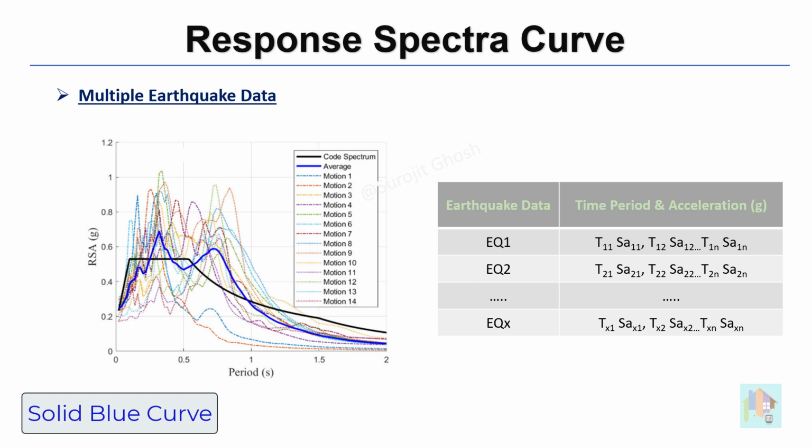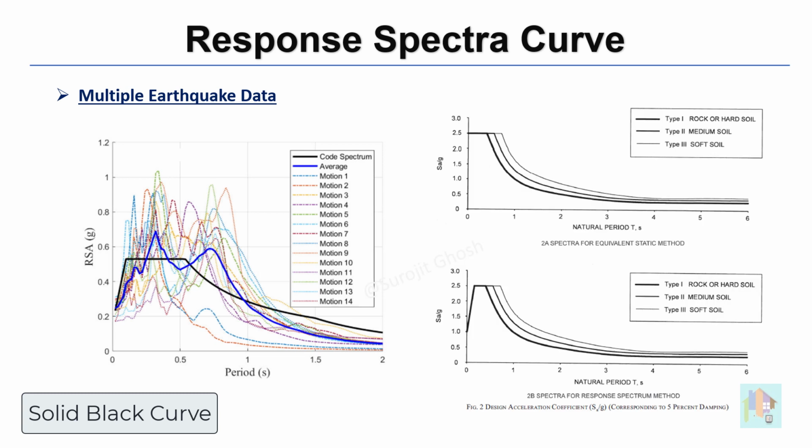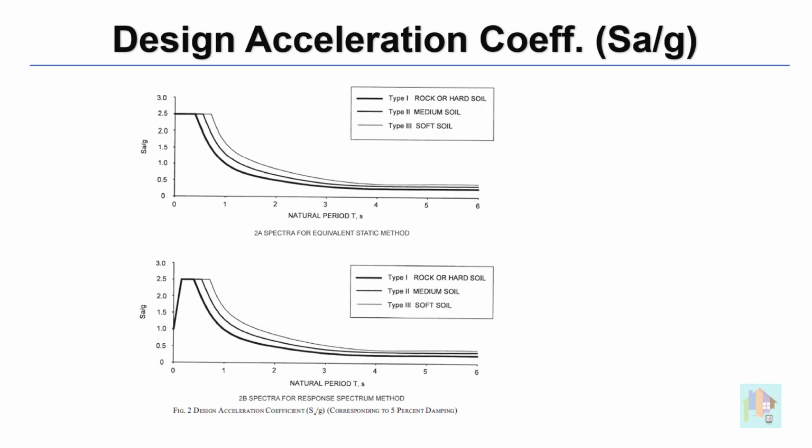For design purposes, this curve is smoothened as much as possible without affecting the maximum response quantities. This smoothened curve is presented in IS 1893 under Figure 2 as the response spectra curve. I think it is clear now how this graph is plotted considering different earthquake data, and using this, we can get the maximum response or acceleration coefficient of a SDOF system.